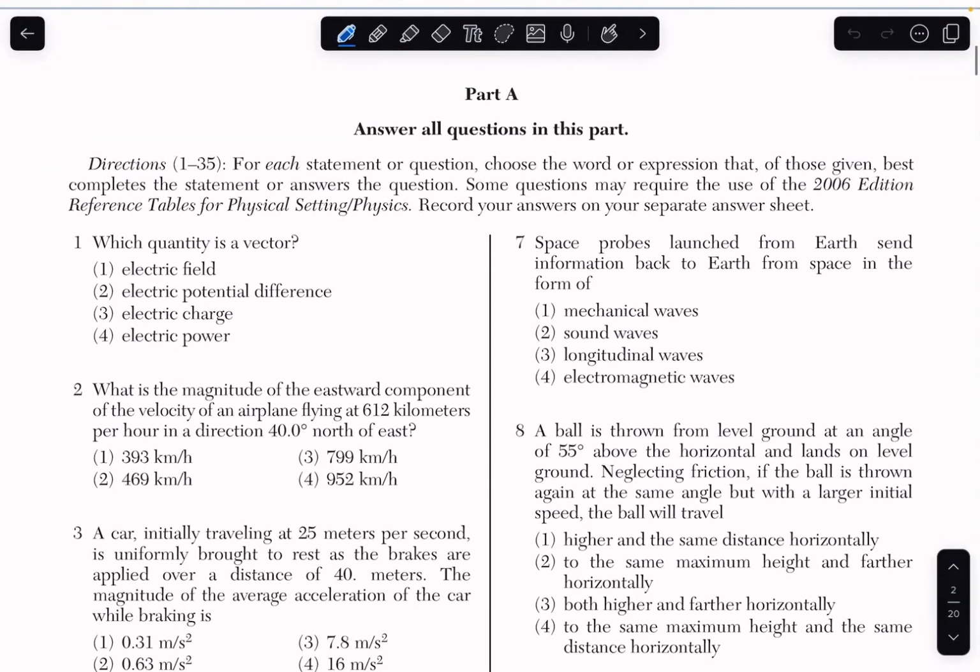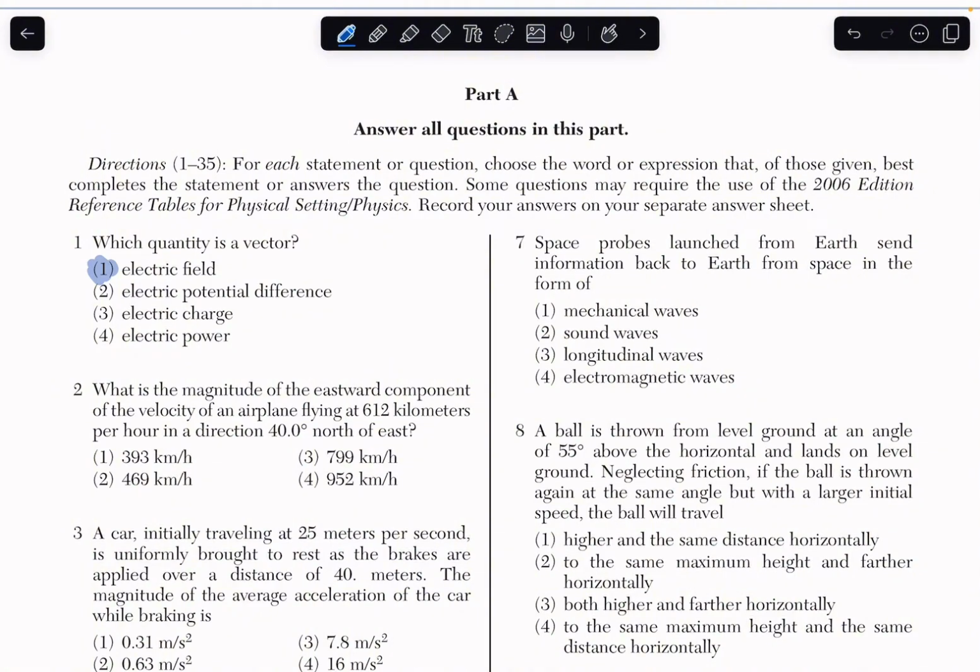So number 1, which quantity is a vector? This is one of the most common first questions where they ask you to identify the vector or scalar quantity. Just remember that a vector has direction, whereas scalar doesn't. This is easy if you remember that for the first one, which is the answer, electric field is a vector quantity because it has arrows pointing in certain ways.